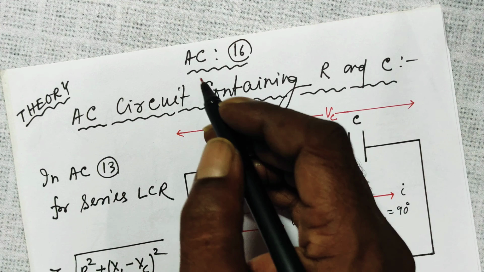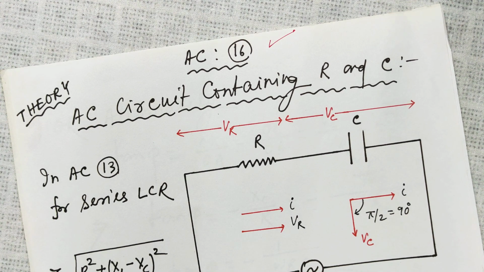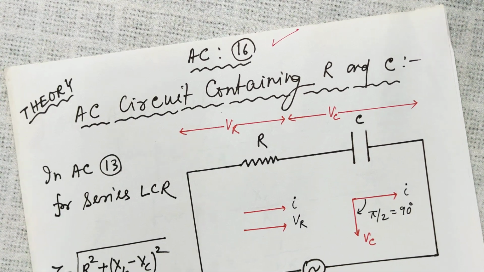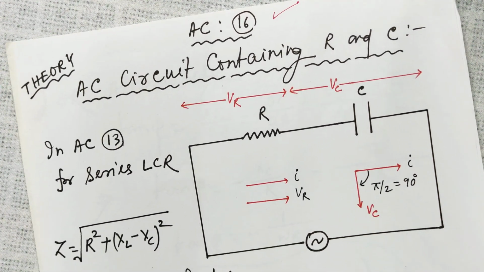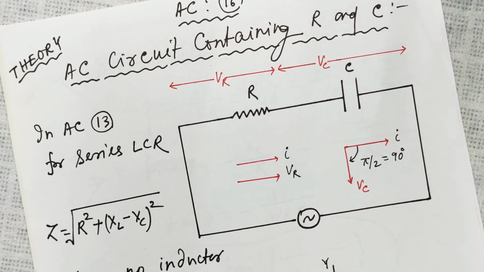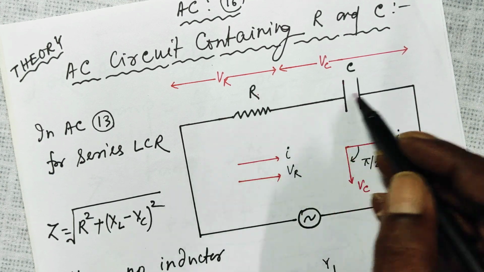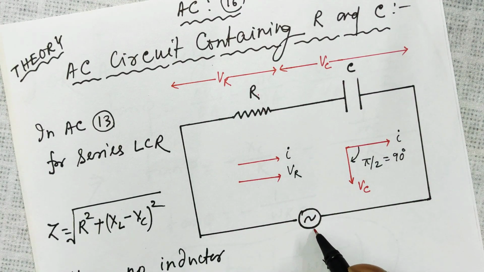Now, alternating current lesson 16. Since we have derived the series RLC circuit in previous lessons, it will be very easy now to understand. Now we have only two components, a pure resistance and a capacitance, connected in series across a source of alternating EMF. Alright.